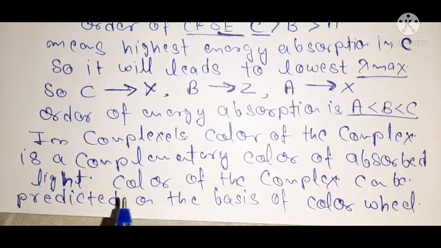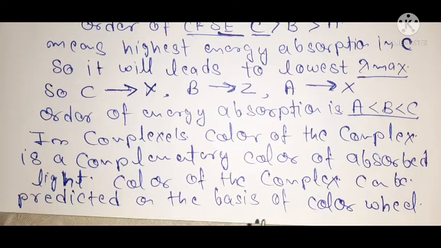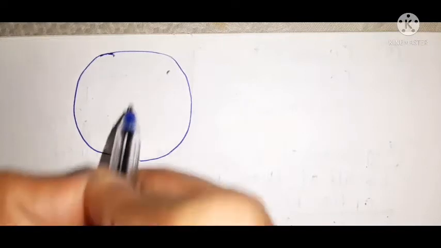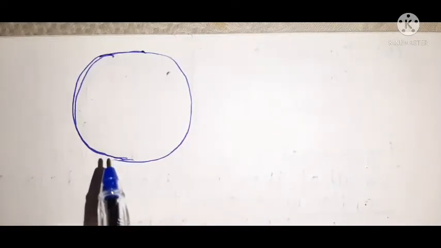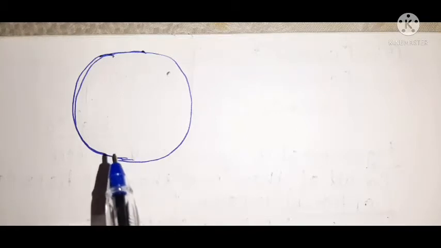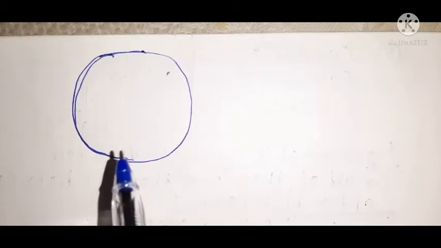Okay. So complex's color is the complementary color of absorbed light. And what is the relation between this absorbed light and this complementary color which is shown by that complex, we can find out by the color wheel. Okay. So here this is a color wheel. I can draw the color wheel. On the basis of this wheel, you simply find out the relationship between absorbed light and the complementary color.